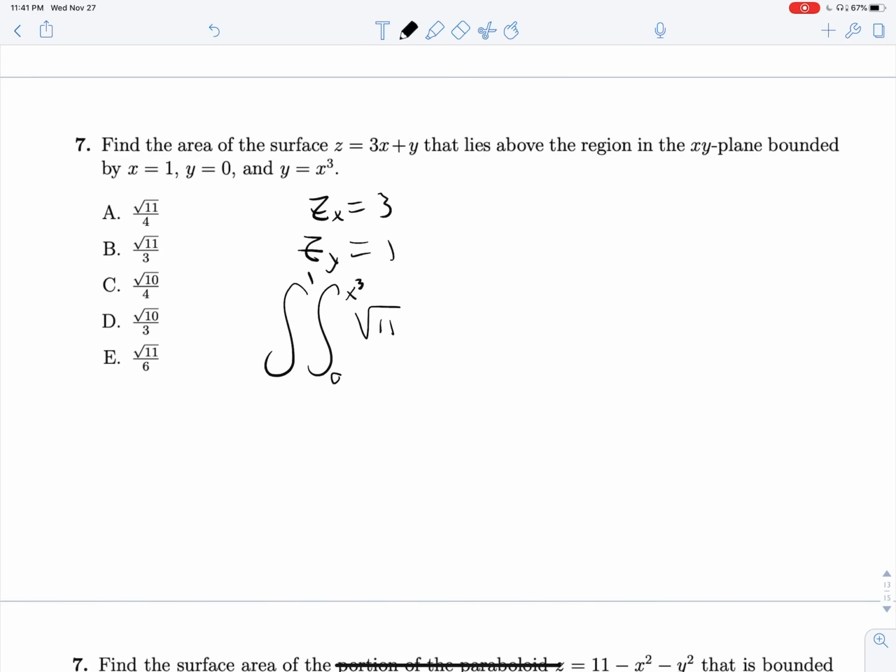And because y is equal to x cubed and y is equal to 0, our lower bound on x is 0 equals x cubed, or just x equals 0, dy dx. Because we don't have any y's in here, this is just going to multiply an x cubed in. X to the 4th over 4 on 0 to 1 is going to give us 1/4, and so we get root 11 over 4 as an answer.